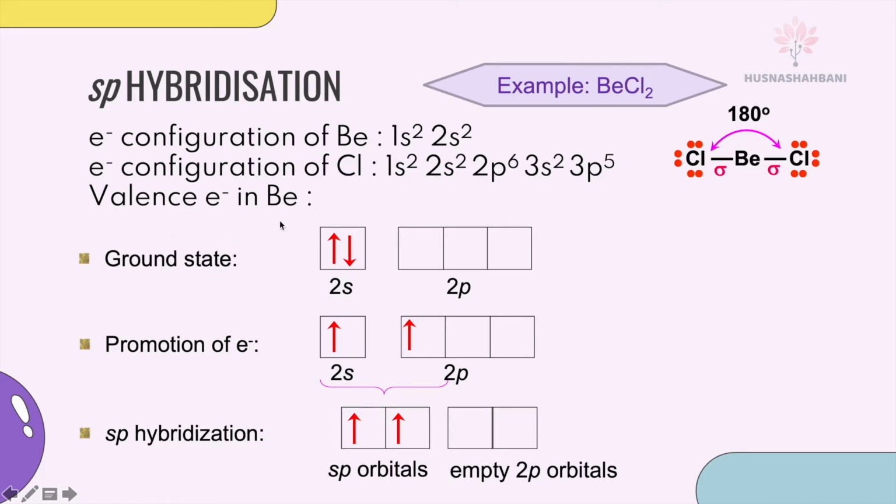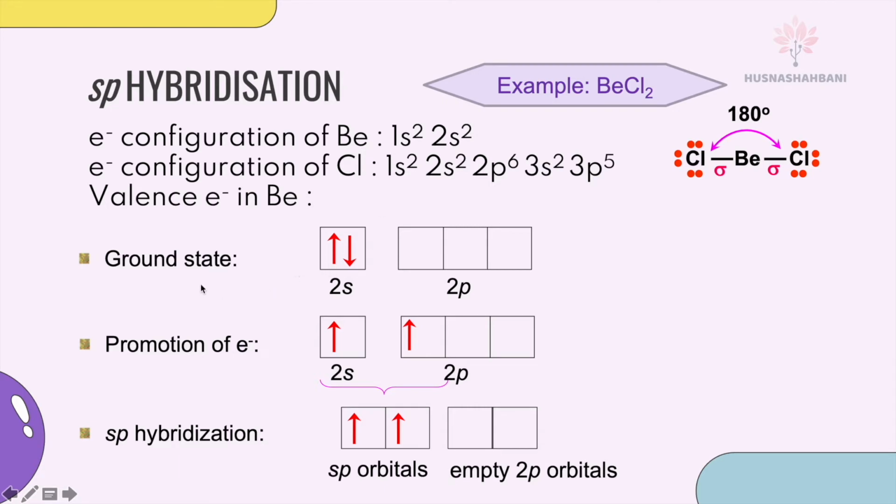Next, focus on the central atom. Look at the valence electrons of the central atom. Our central atom is Be, so it has 2 valence electrons.